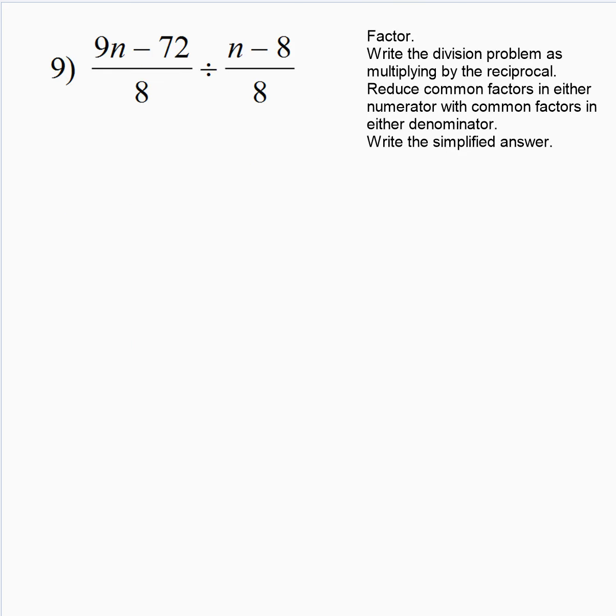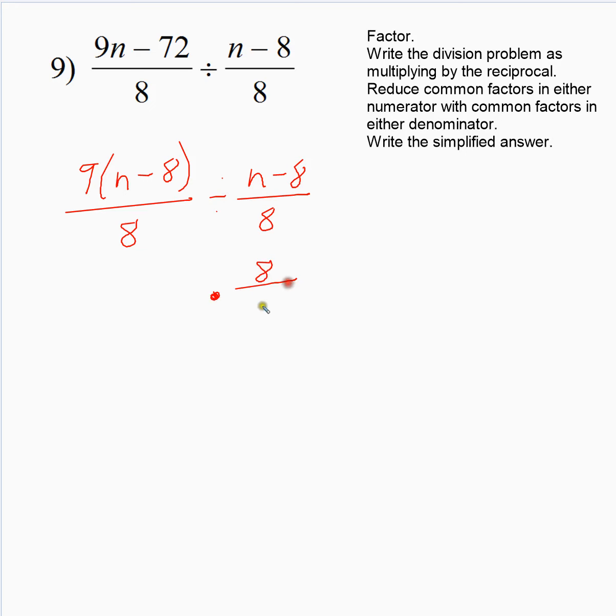And let's get to dividing. We can factor. So this one we have a 9 in common, and we have n minus 8 over 8. I'll still write a divided by sign and do this, but as you get better at this, you can do that all in one step. But now we can write this division as multiplying by the reciprocal.